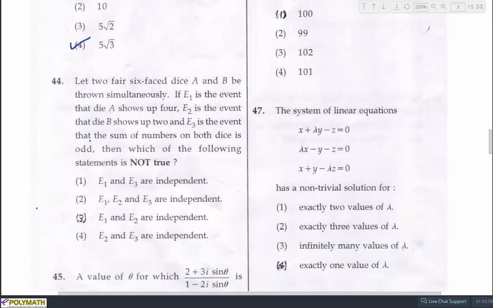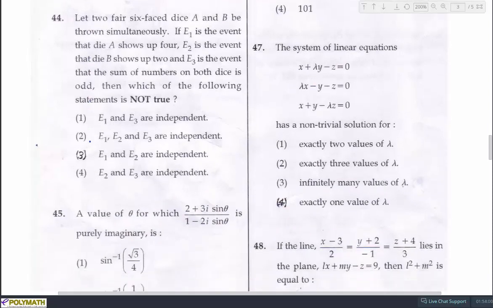Let us now see question number 44. Let two fair six-faced dice A and B be thrown simultaneously. First die is capital A, second die is capital B. If E1 is the event that die A shows up 4, I'll write this step directly. That is why I'm explaining it now itself. Getting 4, the probability is 1 by 6 on A.